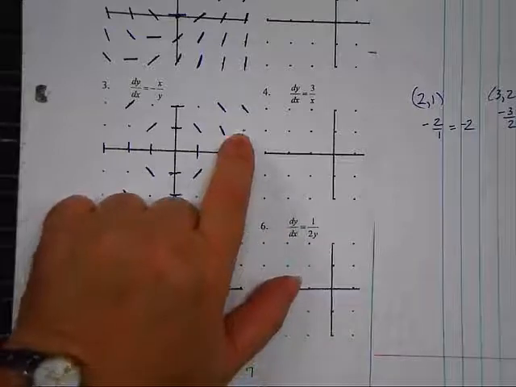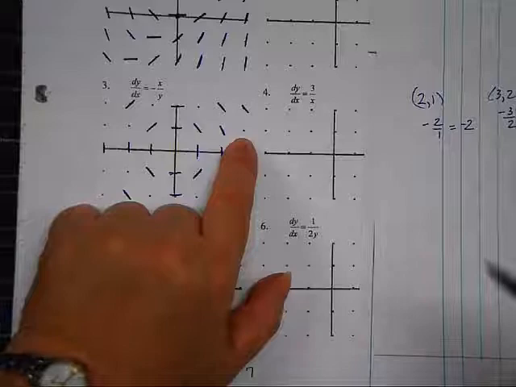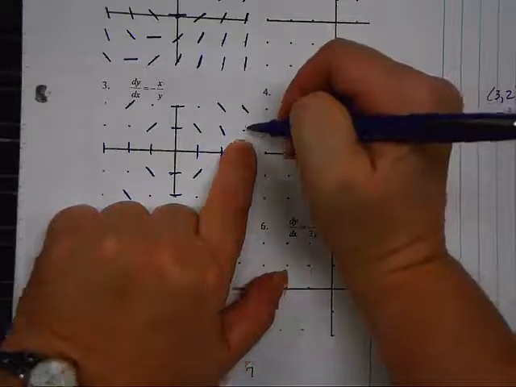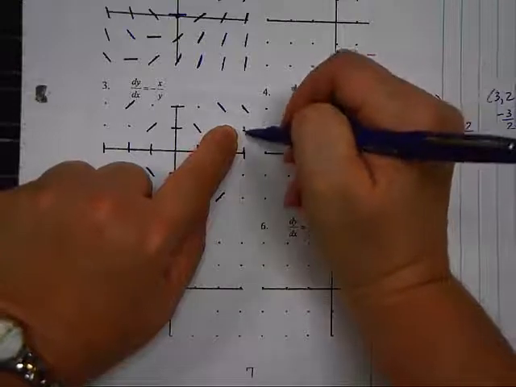Okay, what about this one right here? This is 3, 1. So that would be -3. So from here down 3 and over 1. So I need to point it to there.